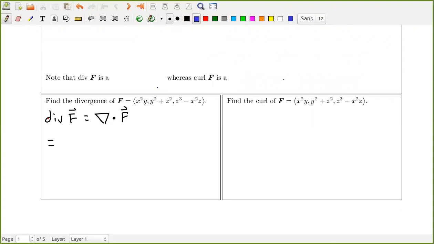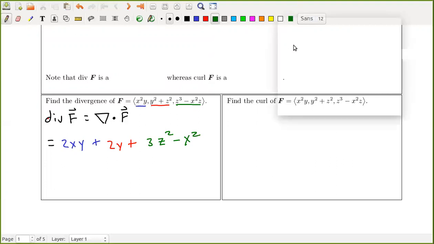So I'm going to color code this. We'll do the x component first. The x derivative of the first component is 2xy, plus, the next one I'll use red, the y derivative of the second component. So this is plus 2y plus the z derivative of the third component. So this is going to be 3z squared minus x squared. So this is the divergence of the vector field that I just did.